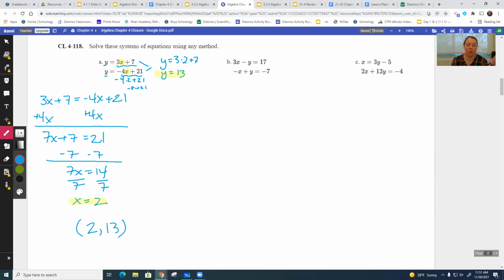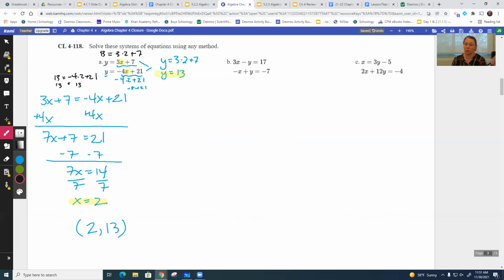Remember, you can always check your answers by substituting them in. So here, if I were to do 13 for y, and then if I put 2 for x, right, that's 6 plus 7, that's 13. And then here, if I did 13, does that equal -4 times 2 plus 21? Yep, 13 equals 13.